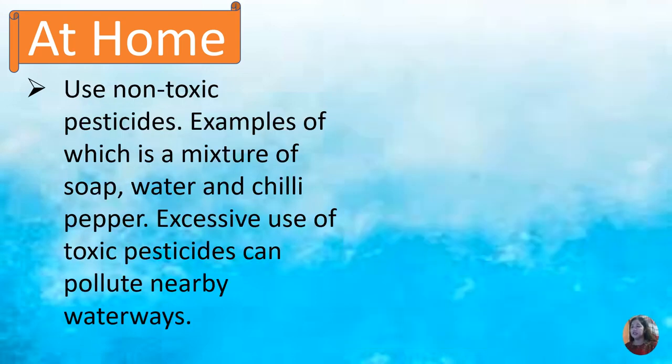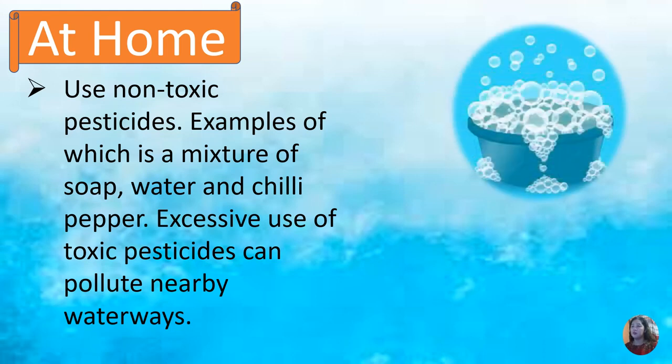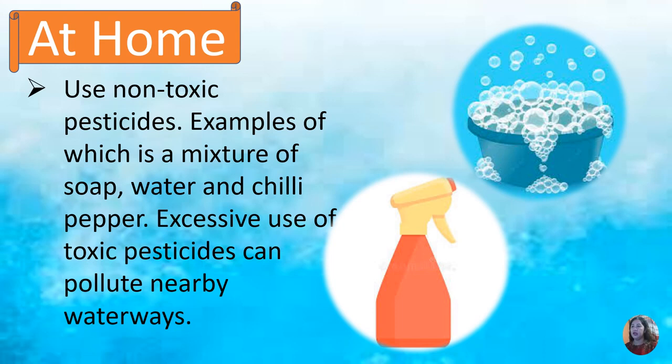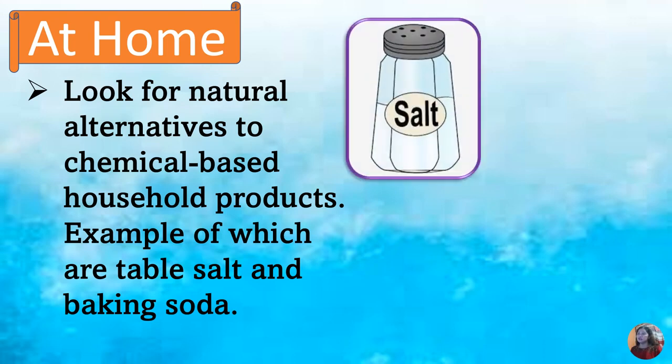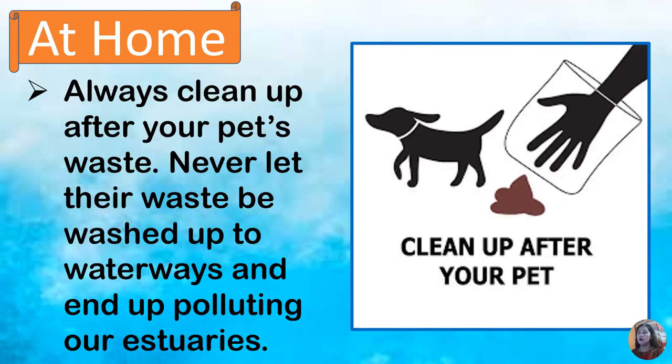Use non-toxic pesticides, an example of which is a mixture of soap, water, and chili pepper. Excessive use of toxic pesticides can pollute nearby waterways. Look for natural alternatives to chemical-based household products, examples of which are table salt and baking soda. Always clean up after your pet's waste. Never let their waste be washed into waterways and end up polluting our estuaries.